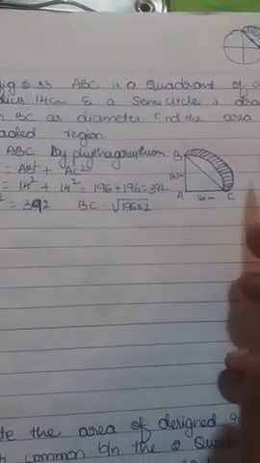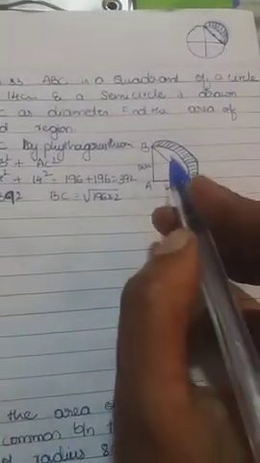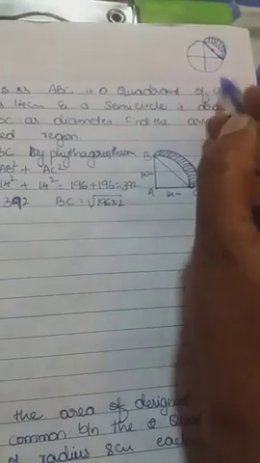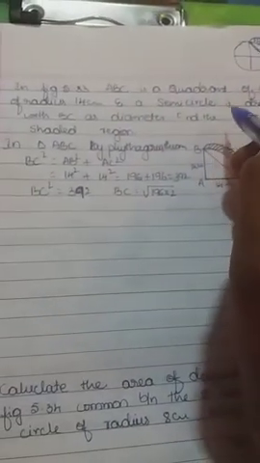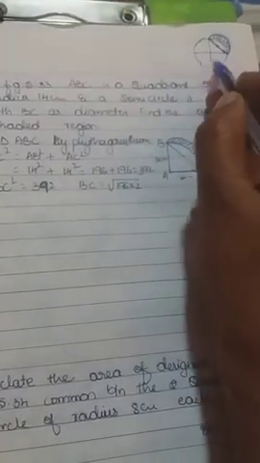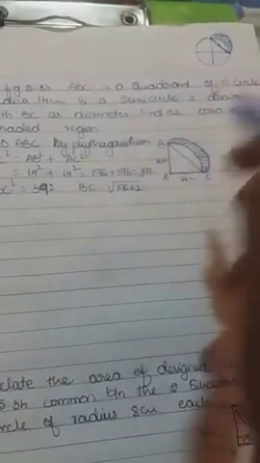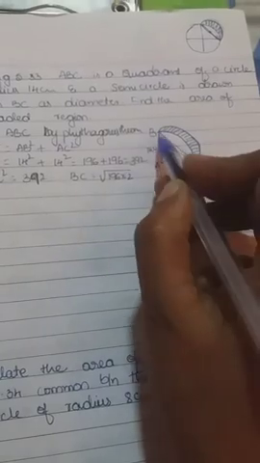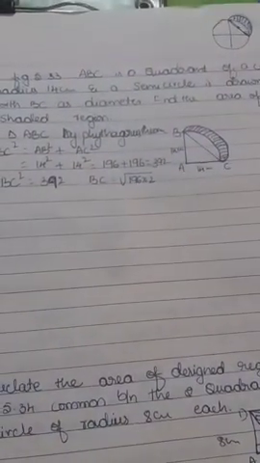Hello students, let's move to the 15th sum in exercise 5.3. Let's read the sum. In figure 5.33, ABC is a quadrant of a circle. Quadrant means a quarter part of a circle. So ABC is a quadrant of a circle of radius 14 centimeter. It has a radius of 14 centimeter, this one here.